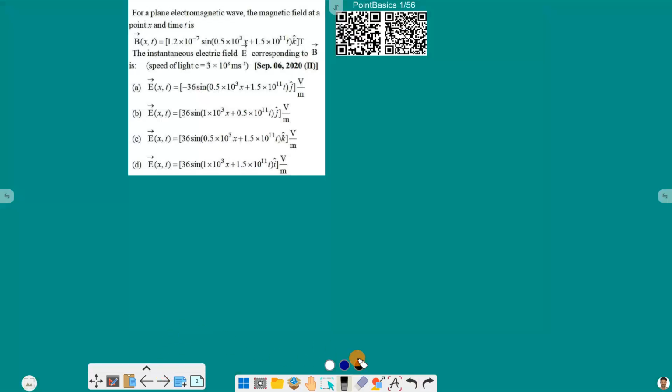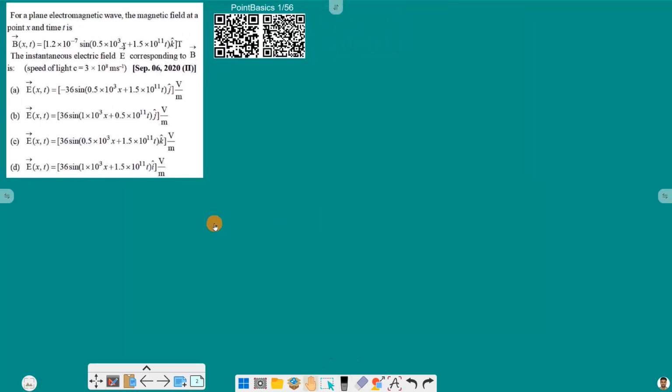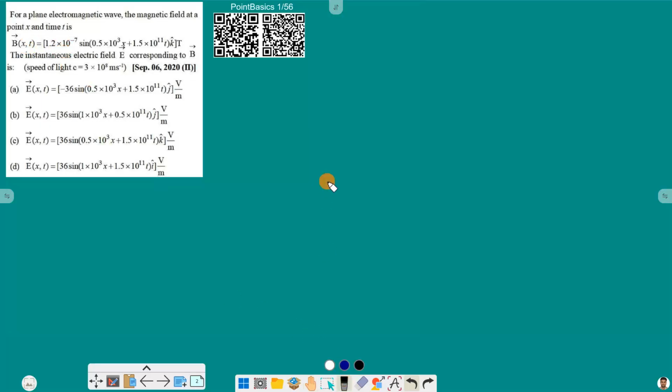Now starting with the first question here. For a plane electromagnetic wave, the magnetic field at point x and time t is given. We have been given a relation for the magnetic field, and we have to find the corresponding electric field. As mentioned, we have a generic equation for the magnetic field, that B will be equal to B node times, here we have a sine curve, so let's say sine of kx plus omega t.